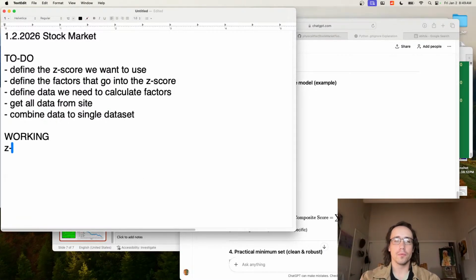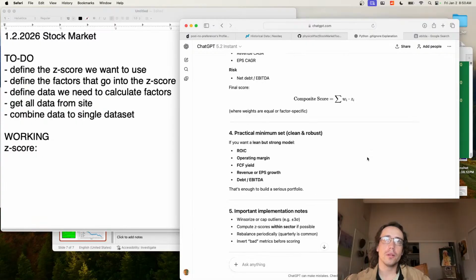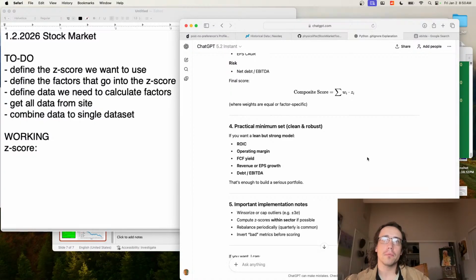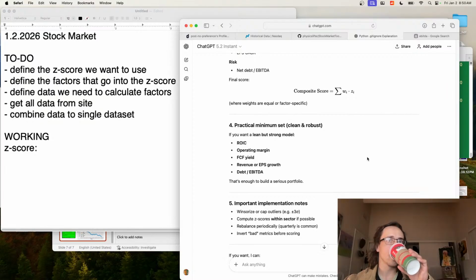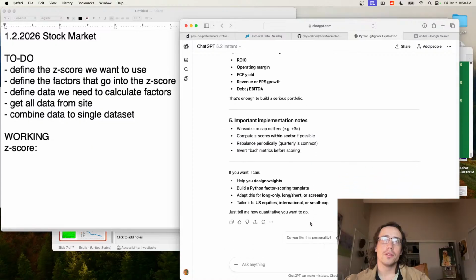So weight times, okay. If you want a lean but strong model: ROIC, operating margin, free cash flow yield, revenue or EPS growth, debt, EBITDA. Compute z-scores within sector.